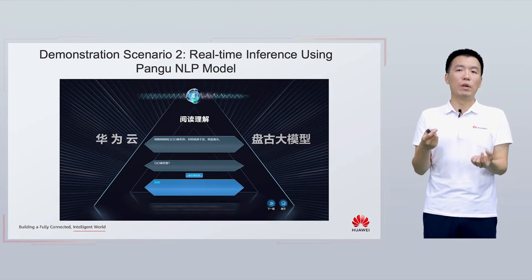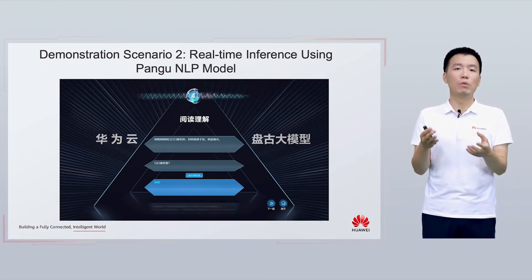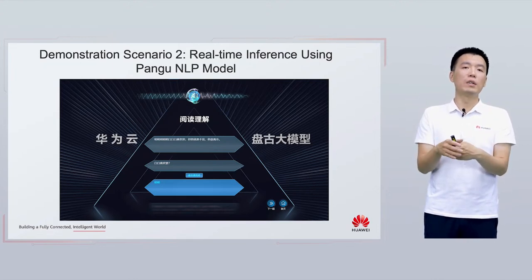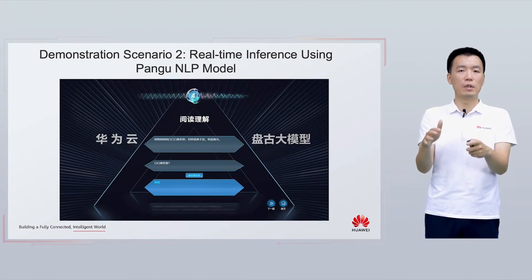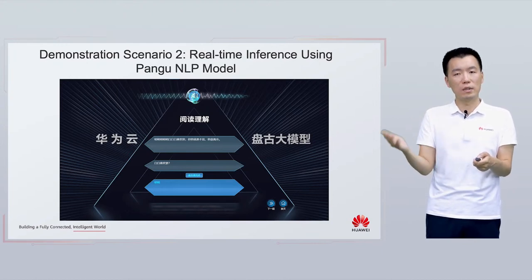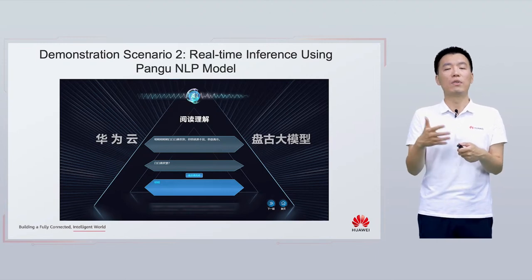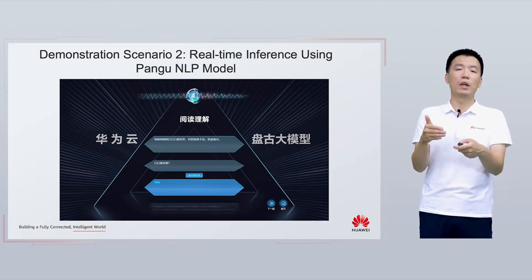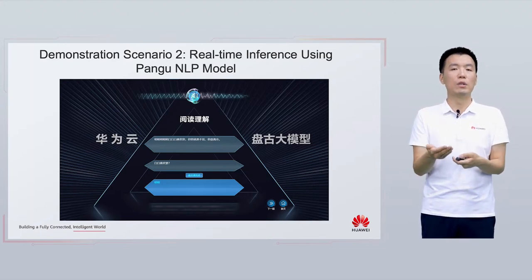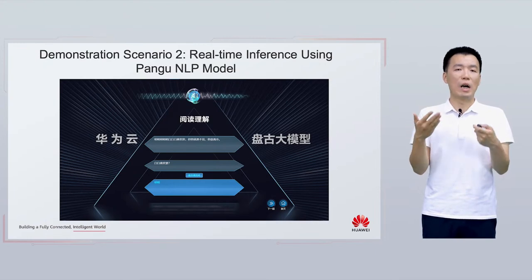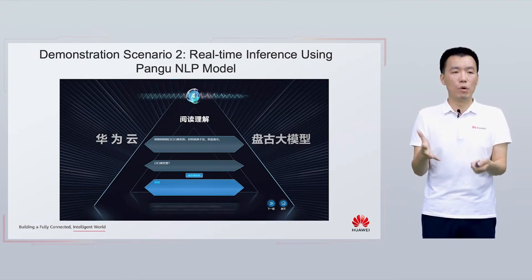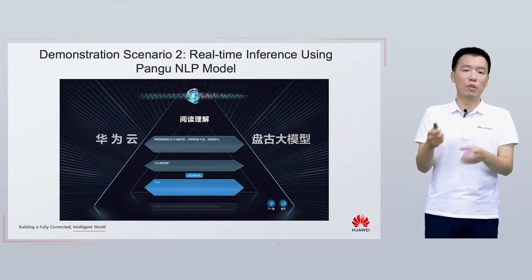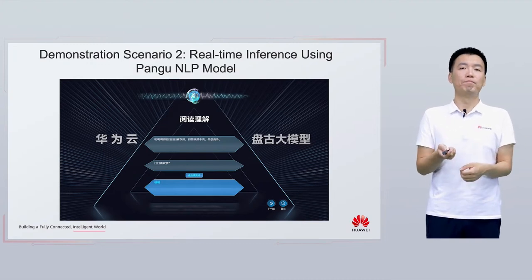Also, we have a demonstration scenario for the Pangu NLP model, and here you have three text boxes, and you can write a paragraph in the first text box, and you can raise a question in the second one, and the model will answer you in the third text box, even if the paragraph contains some ambiguous descriptions or is very difficult to understand even by human beings, the model can understand it correctly. This is because our large pre-trained model has a lot of knowledge from the real-world text data.